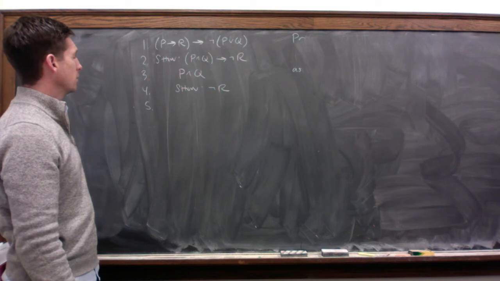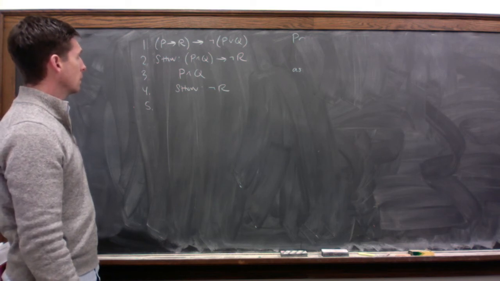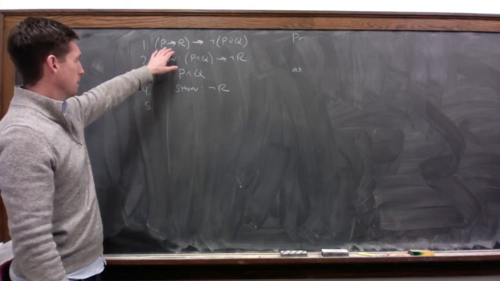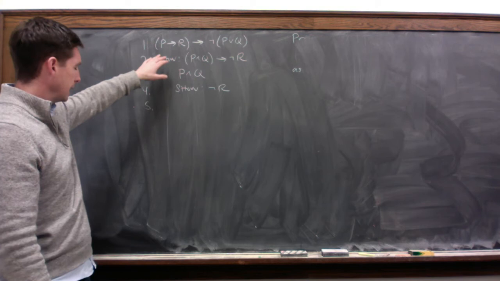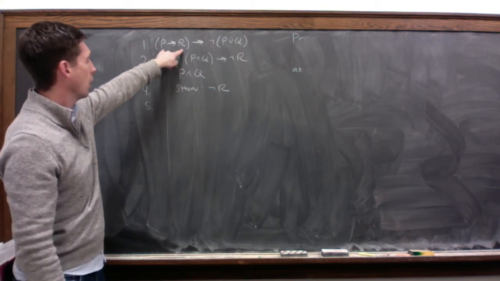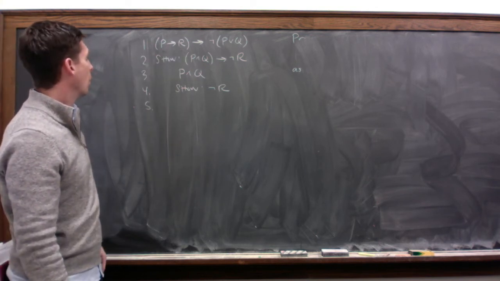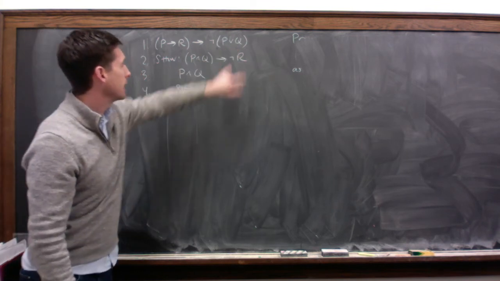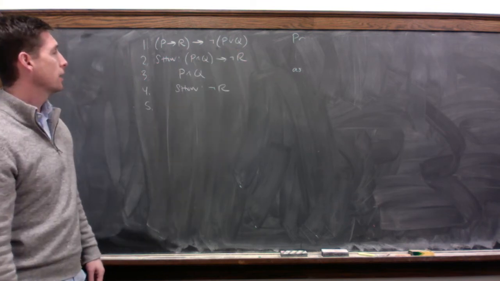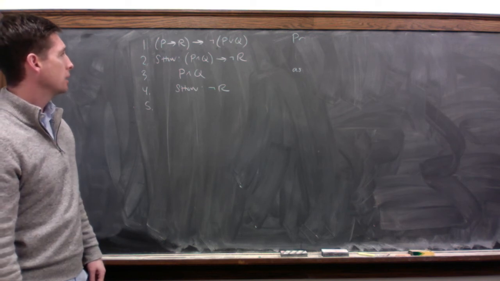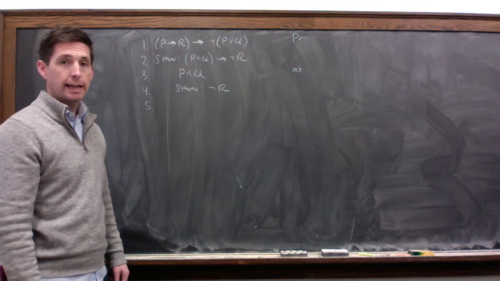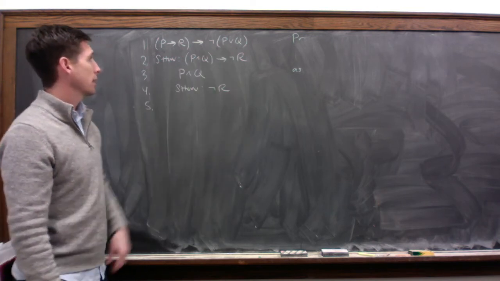What should we do now? Well, we'd like to somehow use this conditional here. How could we use this conditional? Well, we could either get P arrow R, or we could get the negation of the consequent. We could get not P or Q. It's going to be easiest to try to get the negation of this. So let's see how that works.